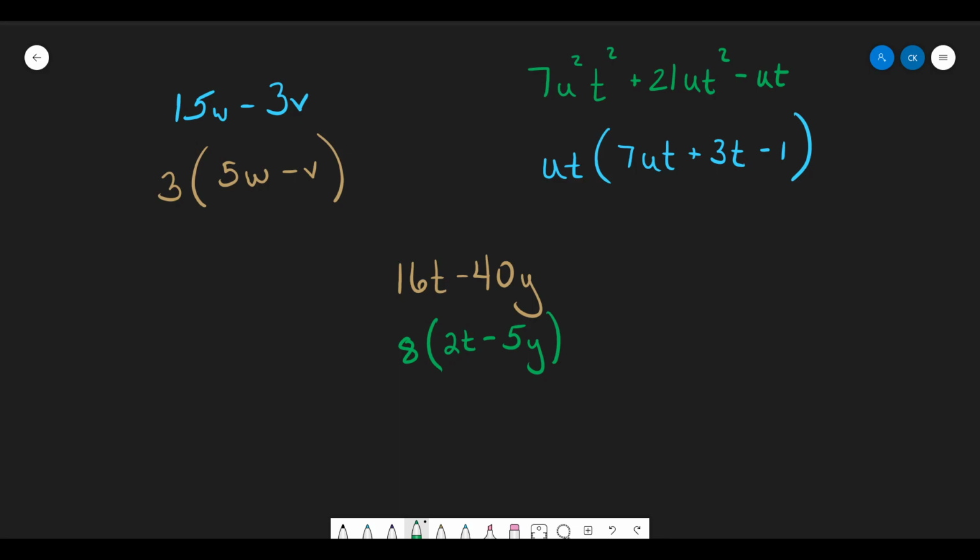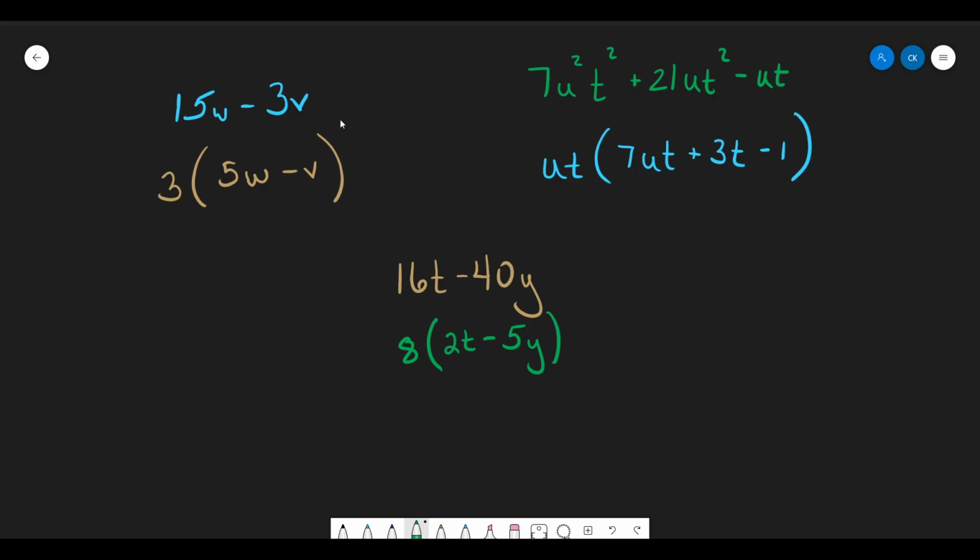For the first one, we have a GCF of just 3. 15 and 3, the only common factor that they have is 3, other than 1, so that is the greatest common factor. Now, w is not in both of them, so I can't factor out a w, and v is not in both of them, so I can't factor out a v either. So I just don't factor any variable out. My GCF is just 3.